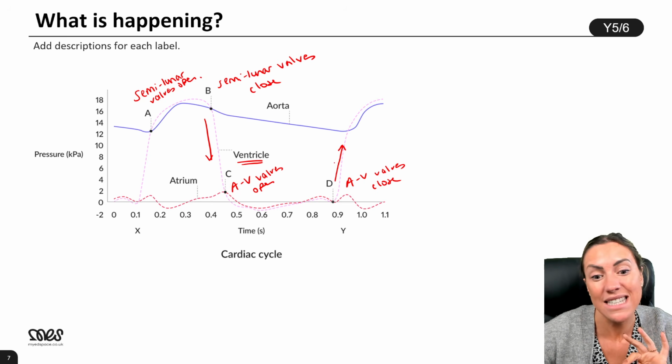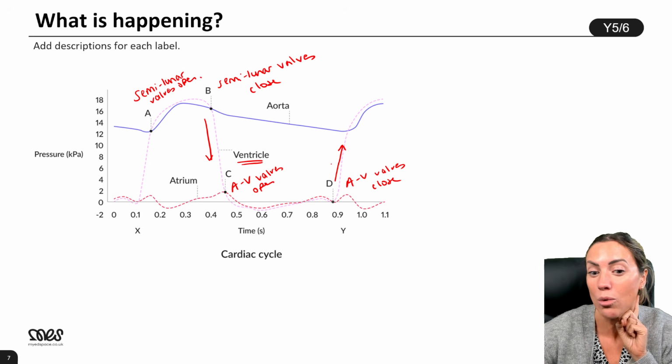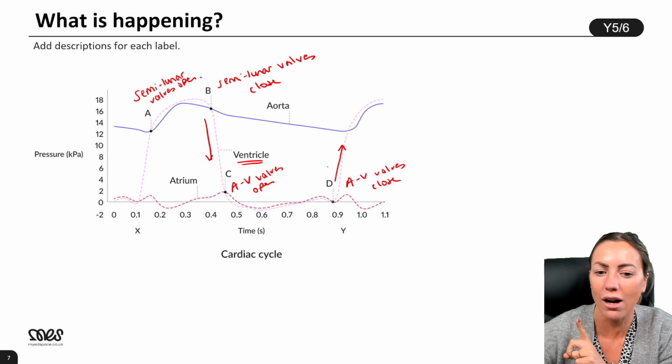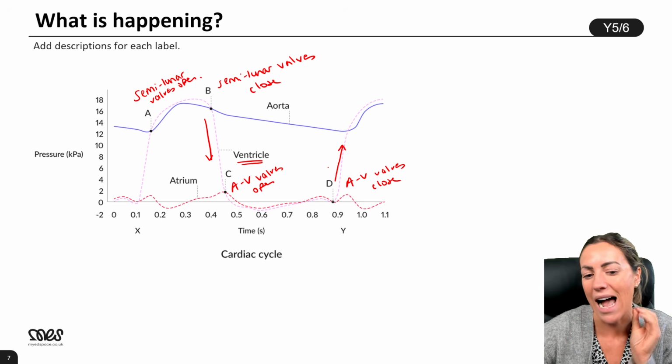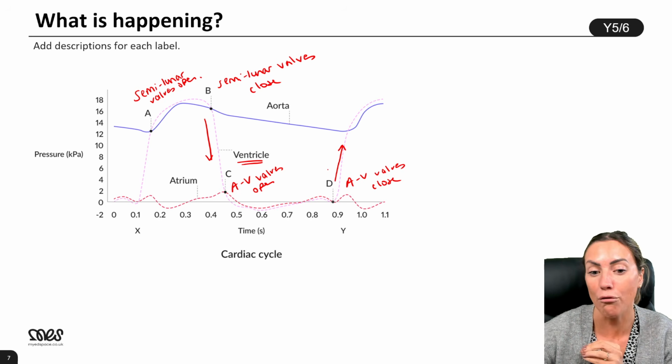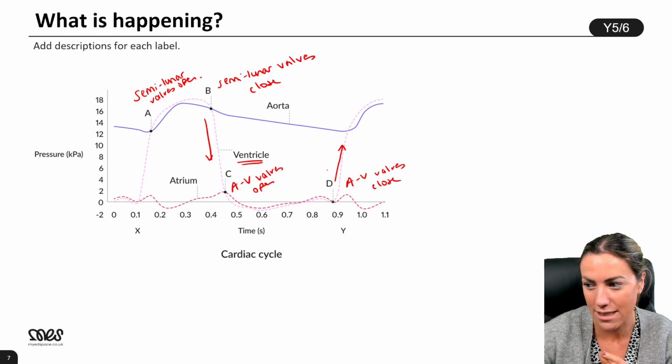The only other thing to say for this video is you can calculate heart rate from one of these graphs. And the way we're going to do that is we're going to use the graph to figure out how long one complete cardiac cycle takes, and then how many of those could fit into a minute, because heart rate is beats per minute. So let's try and find 2 points on this graph that are the same.